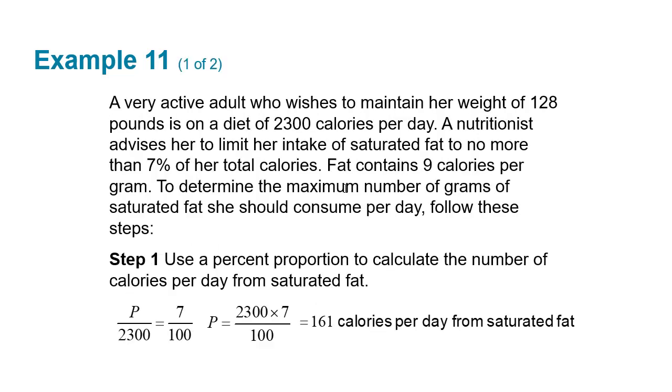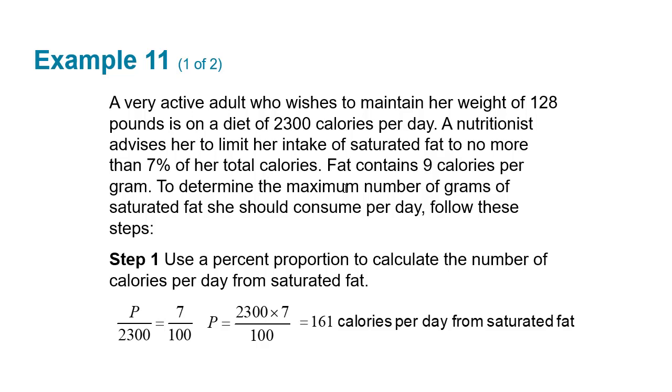A very active adult who wishes to maintain their weight of 120 pounds on a diet of 2,300 calories. A nutritionist advised her to limit her intake of saturated fat to no more than 7%. Fat contains 9 calories per gram. To determine the maximum number of grams of saturated fat she should consume per day, you'd have to do all these steps, right? So you have to use proportion to calculate these things.